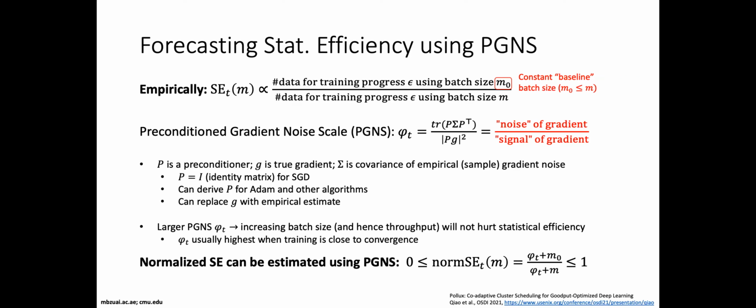So basically you are deciding, when can I increase my batch size? Because I started with a small batch size at the start of convergence, and now I'm close to convergence, when can I increase my batch size? You can develop a model like this based on the recent gradients, compute the PGNS phi of T, and then plug in the batch size numbers that you want, and it will tell you what's the drop in SE you're expected to experience if you increase that batch size.